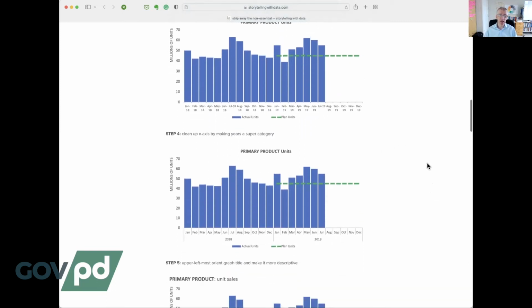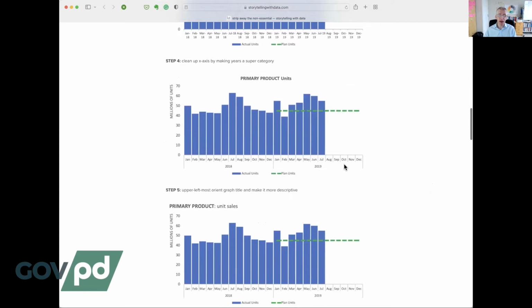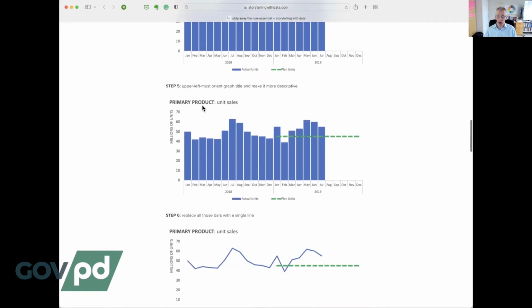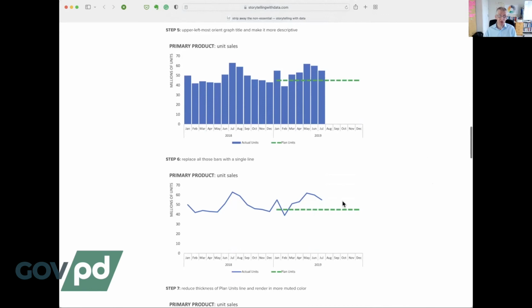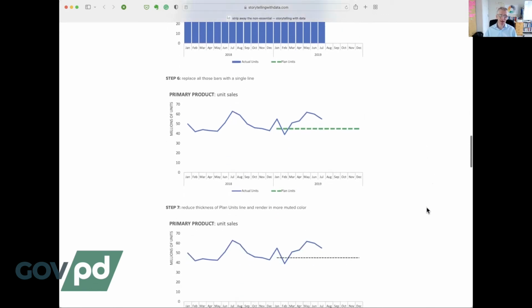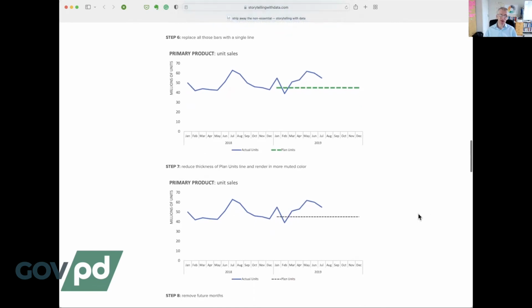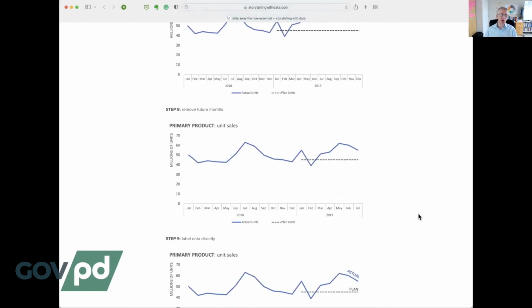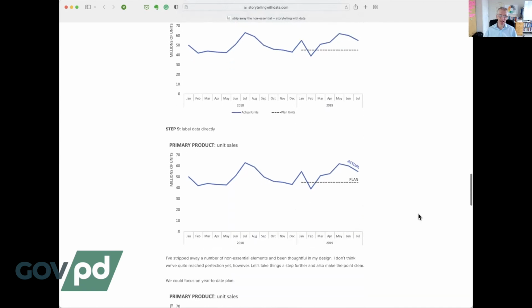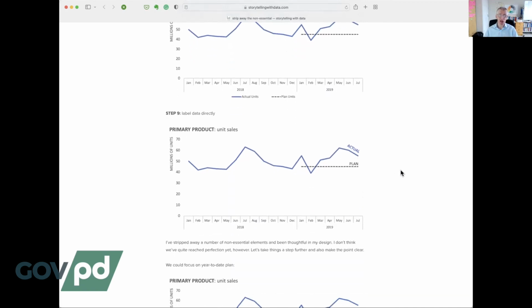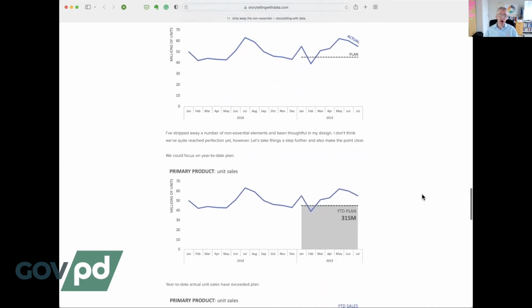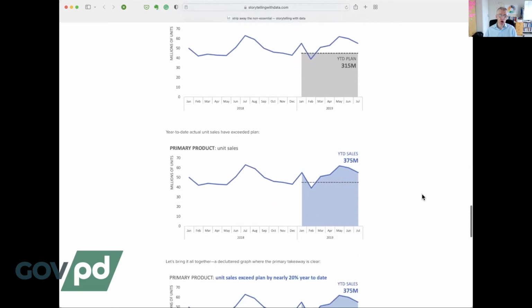then changes the y-axis to have smaller numbers and a clearer axis title, improves in step four that x-axis as well, so that we're not having to read the year multiple times. Then left orientates the title, makes that more descriptive, changes to a better chart form in terms of the line chart there for temporal data, reduces the thickness of the plan that it's being compared to, removes some months where there isn't data, labels avoiding legends, which is another great tip, and gradually improves the chart with extra context.